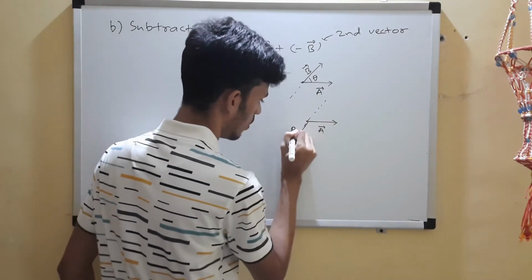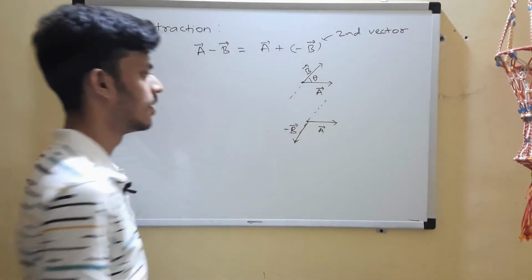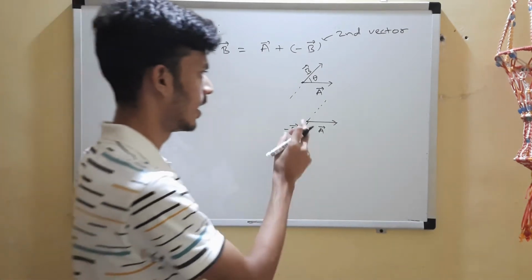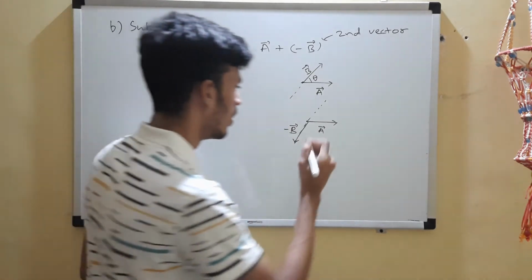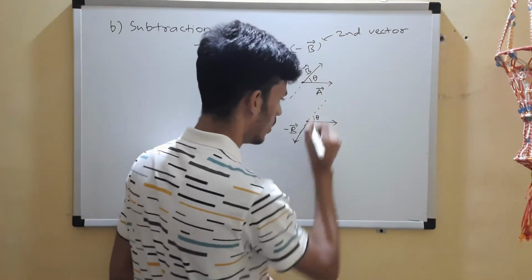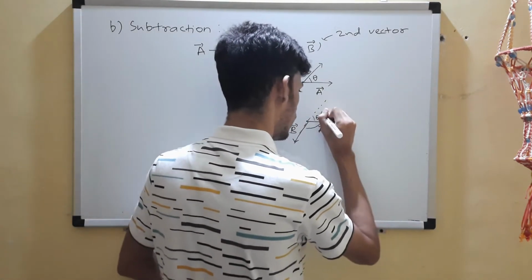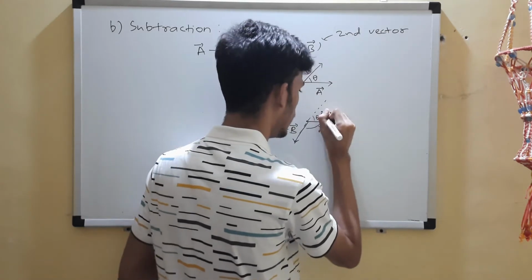Okay, job done. So this is minus B vector. Now you have to add this, right? A and minus B you have to add. And now this angle was theta. The whole angle is, how much is it? 180, right? We flipped it by 180.